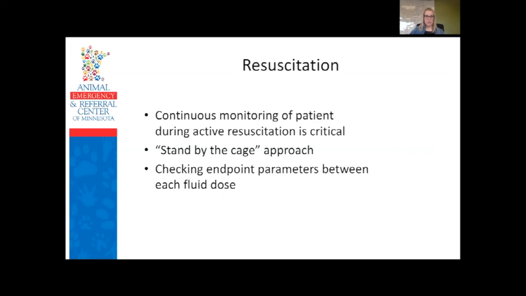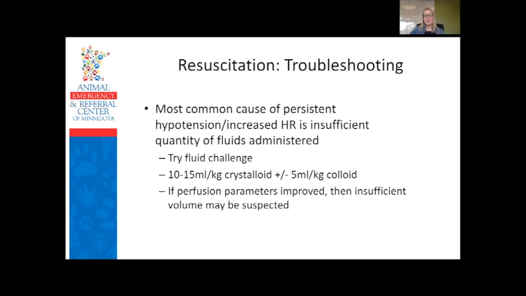Have I achieved them? If I have, great, I can move on. If I haven't, what do I need to do next? Why haven't I achieved those endpoint parameters? And the most common cause of persistent hypotension and persistent poor perfusion in these patients is really just they haven't gotten enough fluids. It's an insufficient quantity of fluids administered.